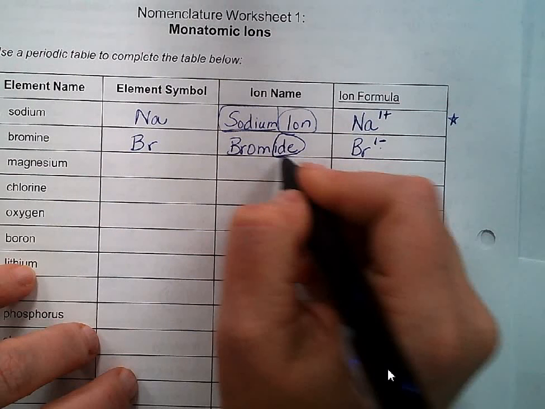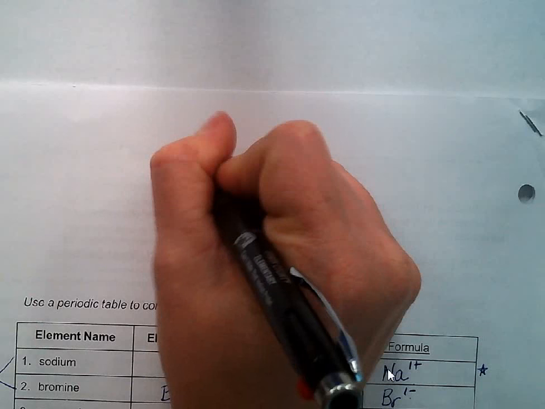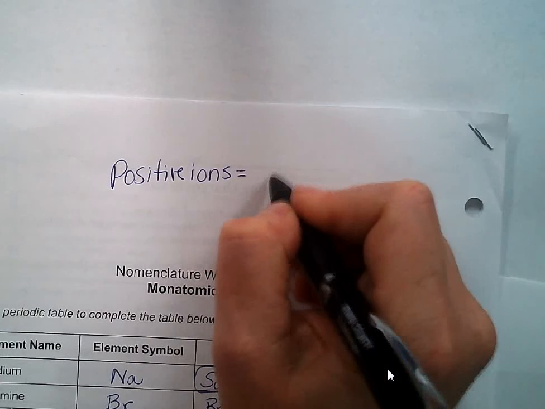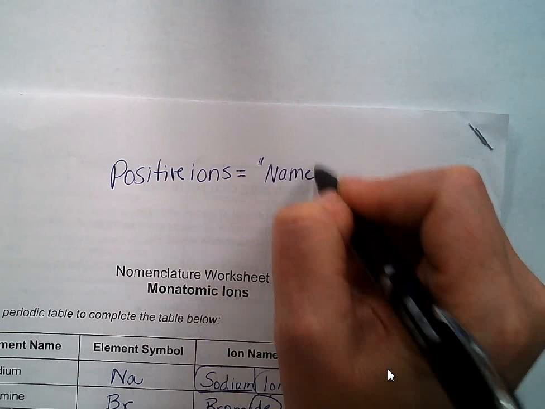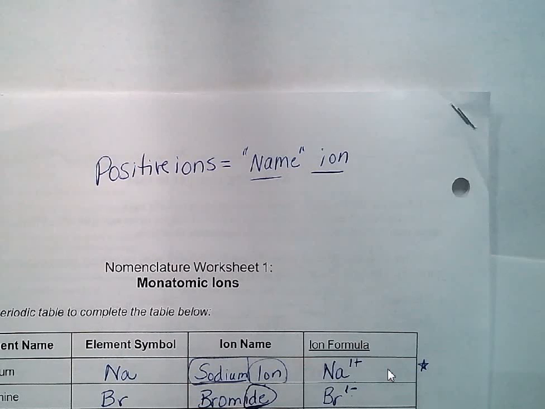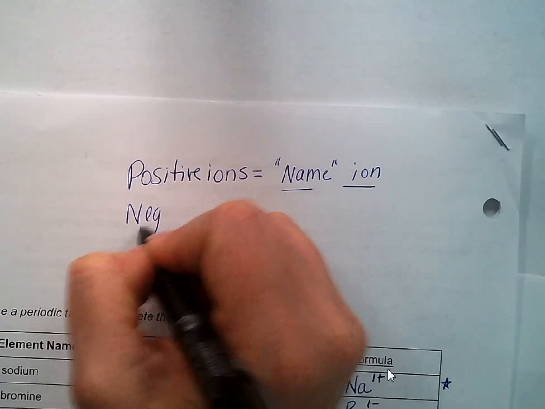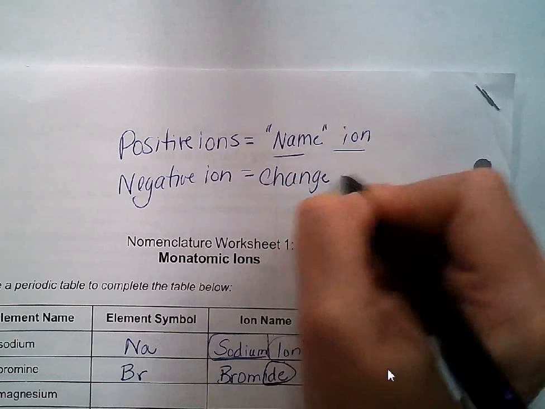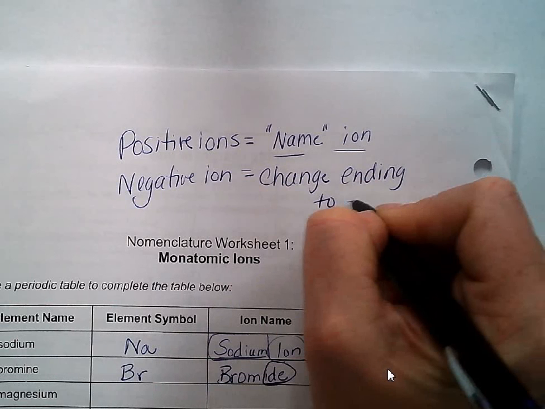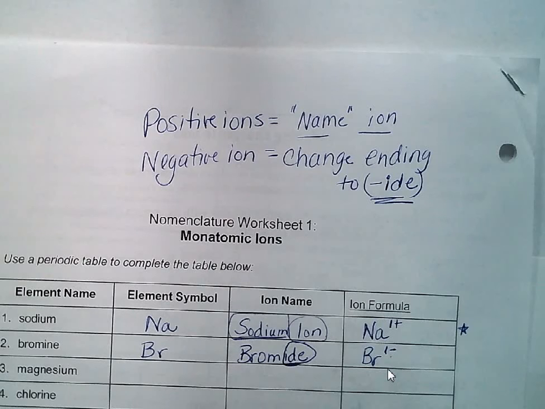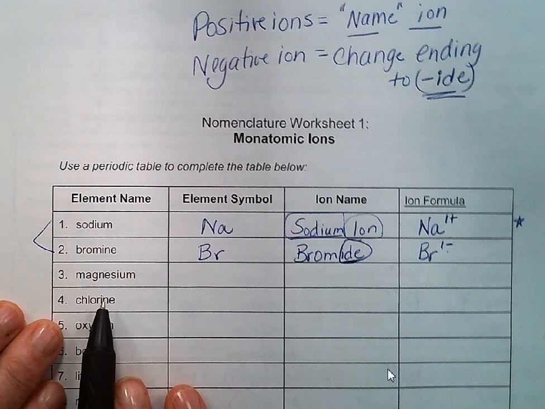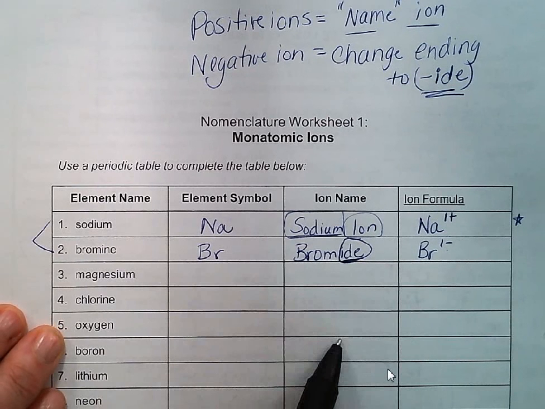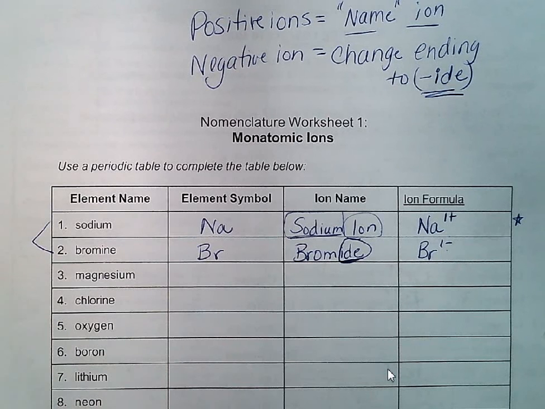So we're going to write that at the top right here, write that rule. So positive ions will be the name, and then ion. That's how we do it. Sodium ion, right? And then if it's a negative ion, we are going to change the ending to IDE. So you just kind of have to get used to that. So chlorine's negative, chlorine's going to become a chloride. Oxygen's negative, so it's going to become an oxide. All right. So that is how you name those. All right. I hope that helps you review, and we'll get to go over those tomorrow.